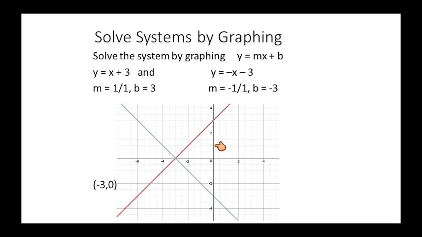And so our answer is where the two intersect. They both intersect here at the point negative 3, 0. And this would be your answer.